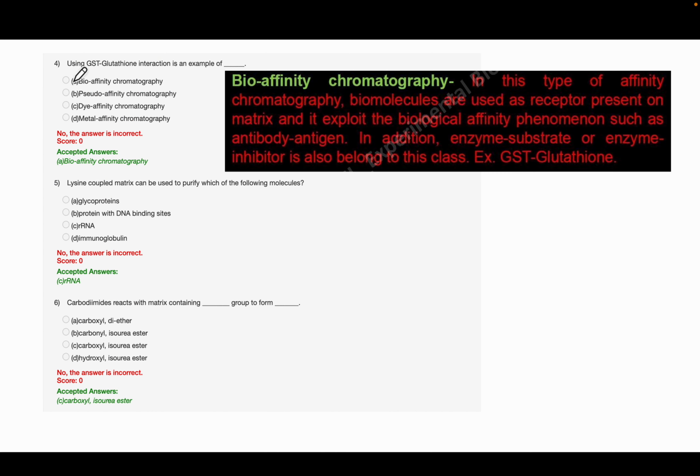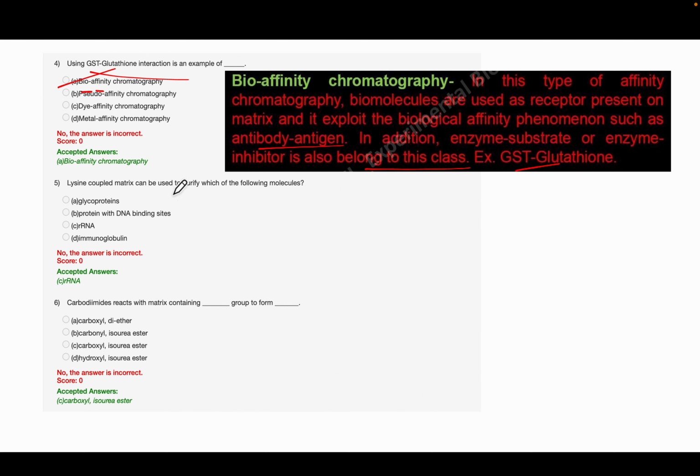Next question. Using GST glutathione interaction is an example of: bioaffinity chromatography, pseudo affinity, diaffinity, metal affinity. Because there is an affinity between GST and glutathione, this comes under bioaffinity chromatography. In this type of affinity chromatography, biomolecules are used as receptors on the matrix, and it exploits the biological affinity phenomenon such as antibody antigen, that's why the name comes as bio. In addition, enzyme substrate or enzyme inhibitor also belong to this class. So here the example is GST glutathione.